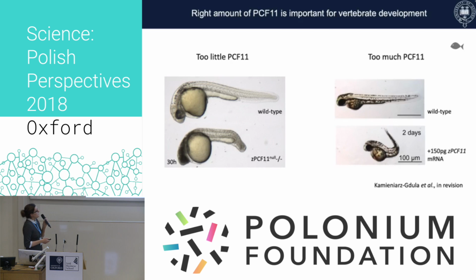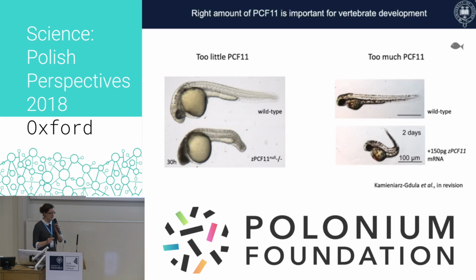And also, if we provide zebrafish with too much PCF11, they again develop another range of developmental abnormalities, for example, shorter larvae length or distinct tails. So really, for an animal to develop properly, you do need to have just the right amount of PCF11.